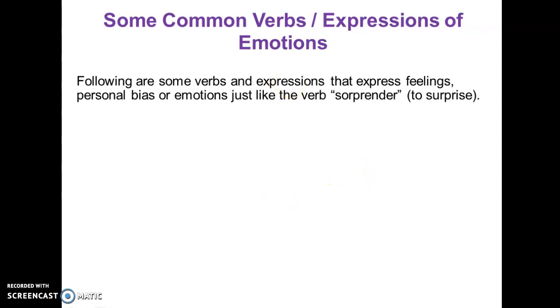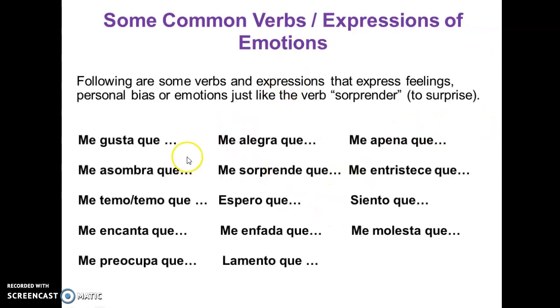Some common verbs and expressions of emotions. These are the ones that we use. There's more, but these are the most common ones to express feelings, personal bias, or emotions, just like the verb sorprender, to surprise. Or like, me gusta que, I like that. Me asombra que, it surprises me that. Me temo que, so I'm afraid that. Me encanta que, I love that.